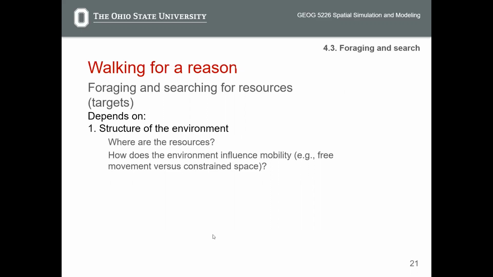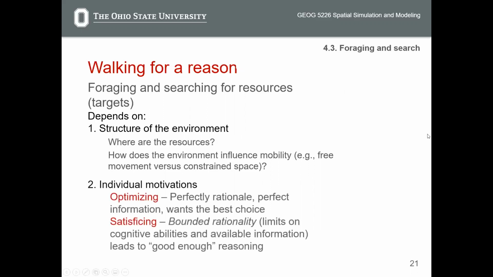And also, walking for a reason behavior is affected by individual motivations or strategies. Is this a walker following an optimizing strategy, which means perfectly rational, perfect information, wants the best choice, or it can only follow a satisficing strategy, which means that there is limited information and it can only get what it can, not the best. Okay, only good enough reasoning.